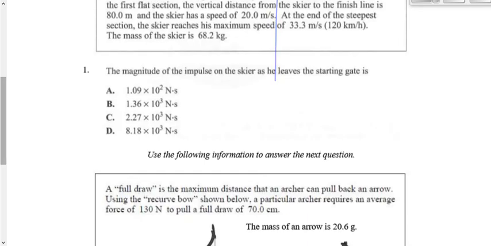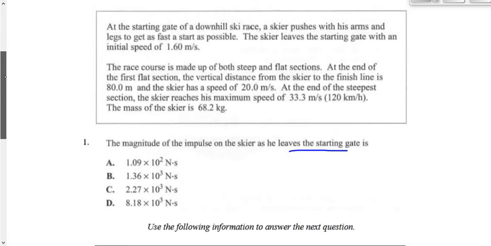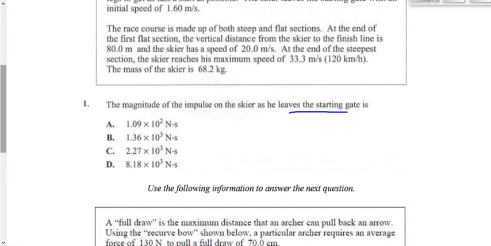As he leaves the starting gate, well, that speed that we just saw there, 1.6 meters per second, is actually the final speed if I'm leaving the starting gate, right? What's his initial speed in the starting gate? 0. He's standing there, ready to go. So even though they say it's initial speed, it is for the next problem, the trip down the hill, but it's the final speed for question number 1.